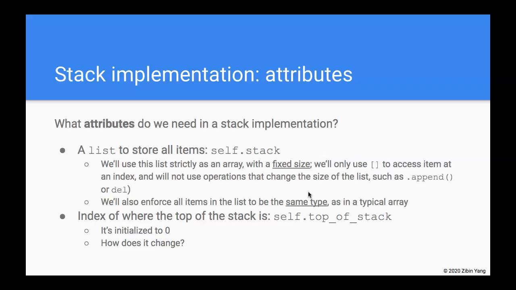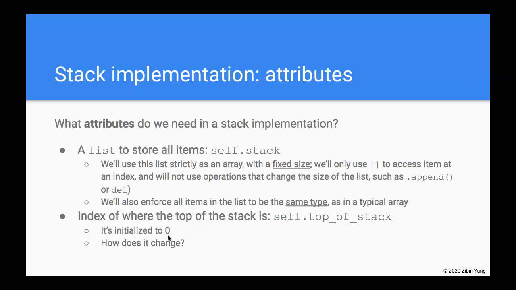Okay, and then we'll also enforce that all the items in the list have to be the same type, just like an array. It's not necessary, but this is closer to the way many other languages would use an array. The second thing is, we'll use an index to access items, right? The most useful index in a stack is where the top of the stack is. So we'll have an index, top of the stack. It will be initialized to 0.